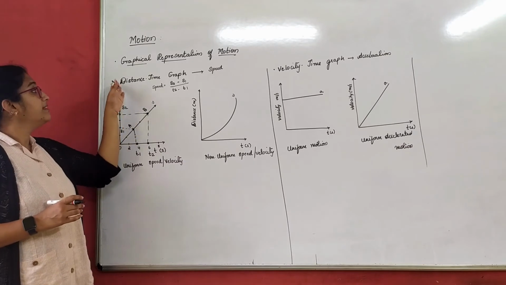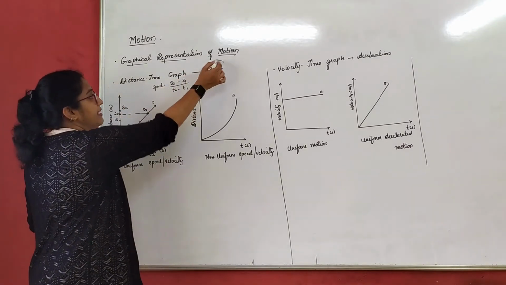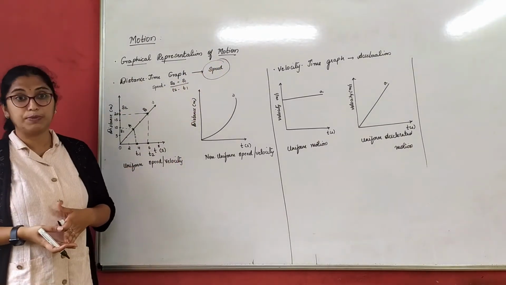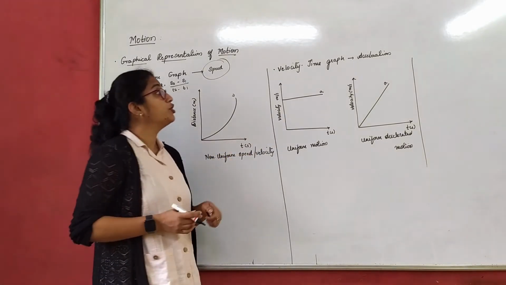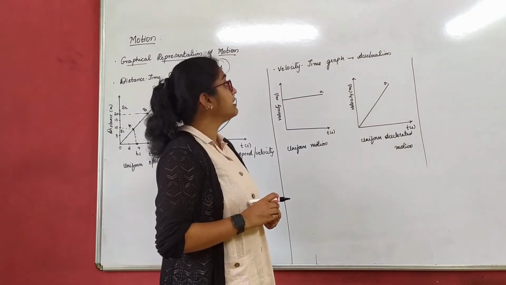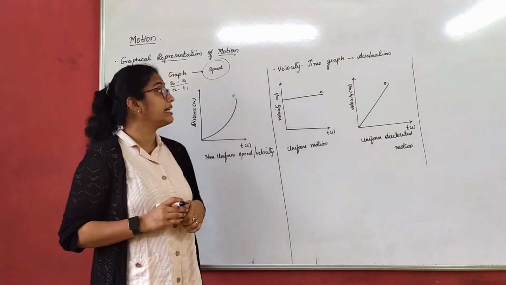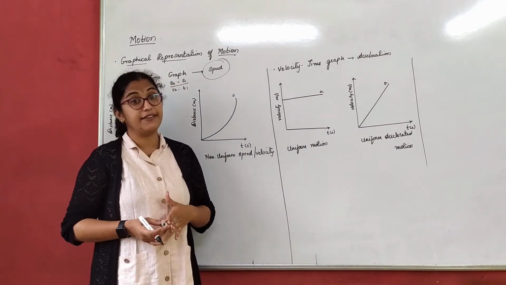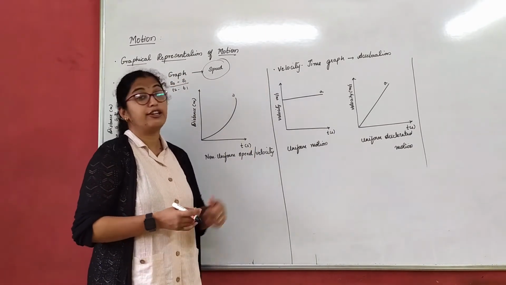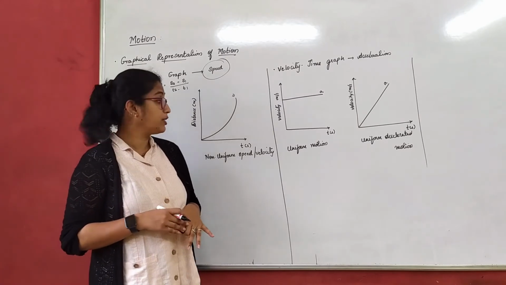Why? Because in a distance time graph, what are we calculating? We are calculating speed, right? Let's move on to the next one. Velocity time graph. Now, what does a velocity time graph give you? It gives us acceleration, the rate of change of velocity with respect to time.